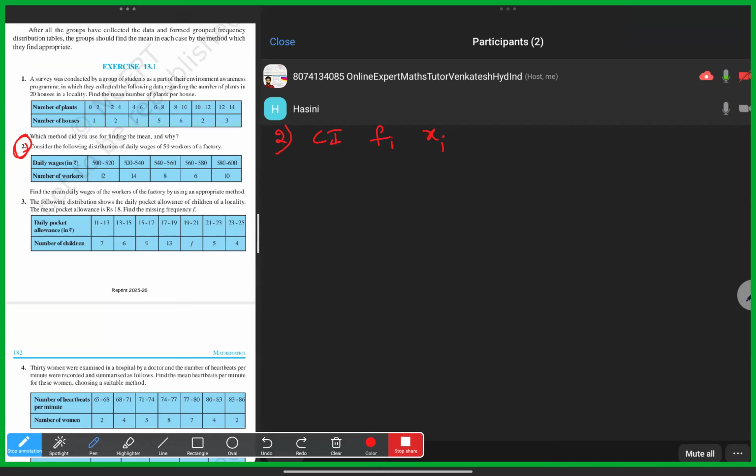Here we'll get one new thing, di, which is equal to xi minus a. What is that? I'll tell you, Hasni. And one more column, finally, fi di. So I'll draw the columns as follows.